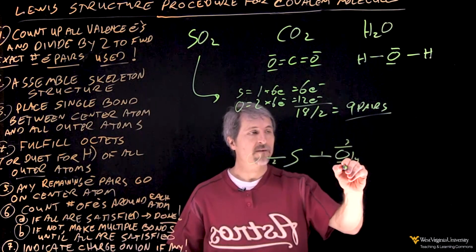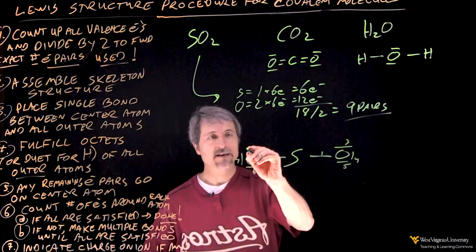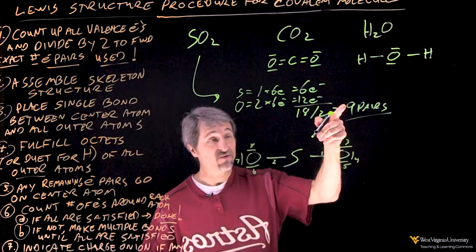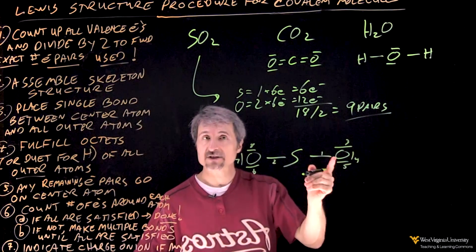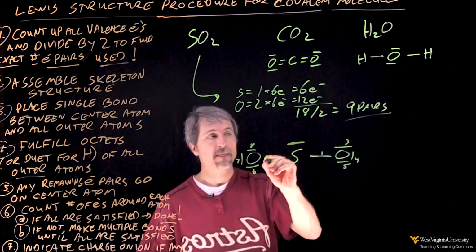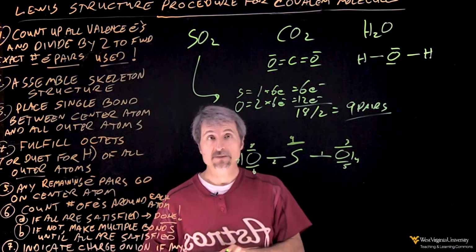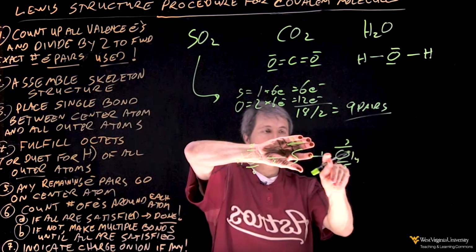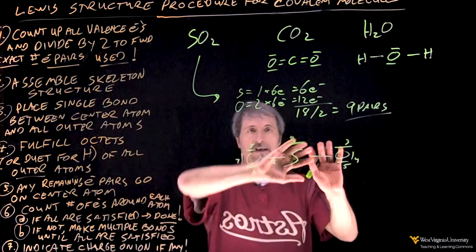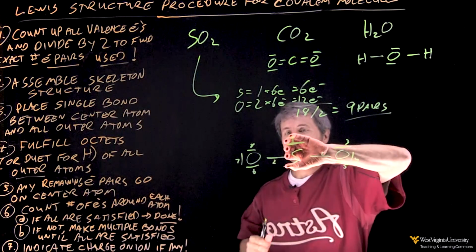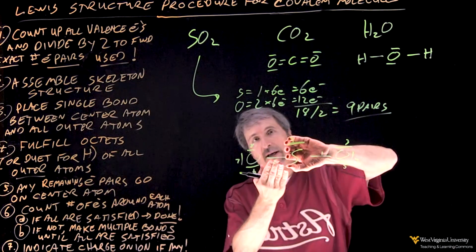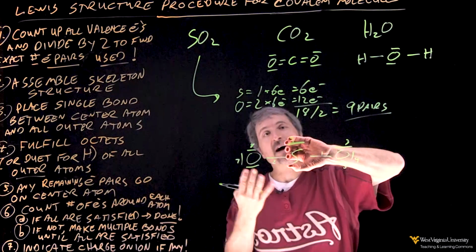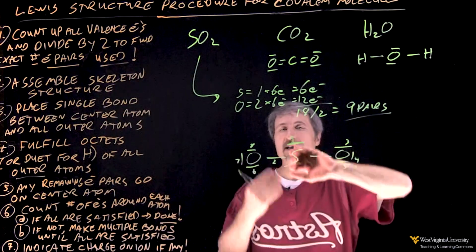3, 4, 5, 6, 7, 8. Great, outers are happy. But we need to use 9 pairs. We've only used 8 so far. So that means there's 9. Is everybody happy? Let's do a quick count. This oxygen has 2, 4, 6, 8. Happy. This oxygen, notice that the entire bond feels like it belongs to the oxygen whenever we're counting for oxygen. 2, 4, 6, 8. Done.